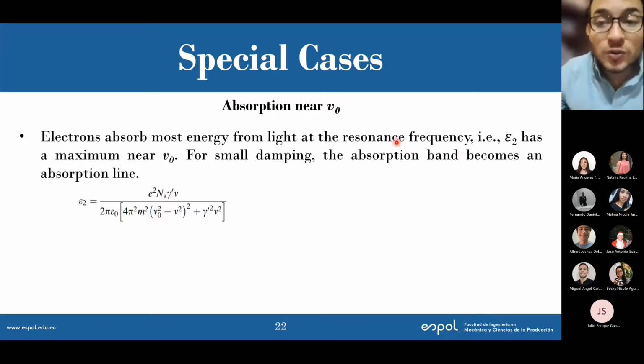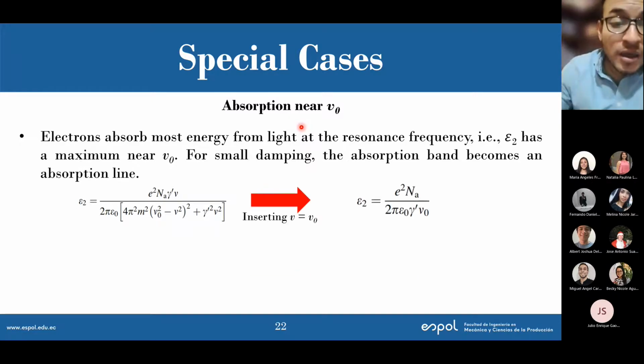Another special case: what happens when the absorption is near the resonance frequency. You saw in the graph before that electrons absorb most energy from light around the resonance frequency, right? Remember, that's why we had the maximum there. If we have small damping, that absorption band actually becomes an absorption line. So that band that you saw there becomes just a line. And that is because, again, ν approximately equals ν0.